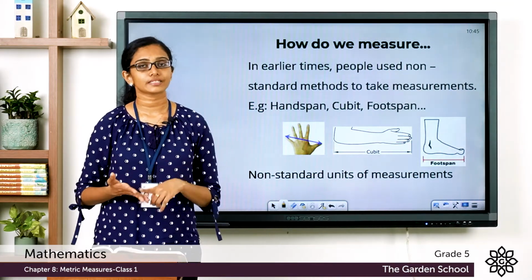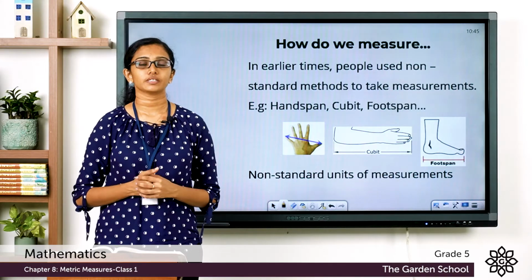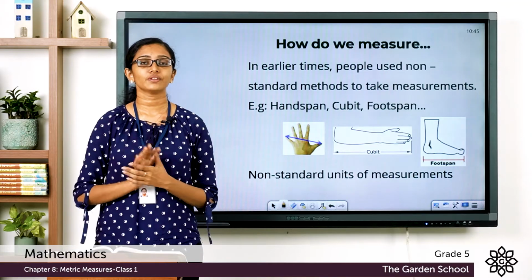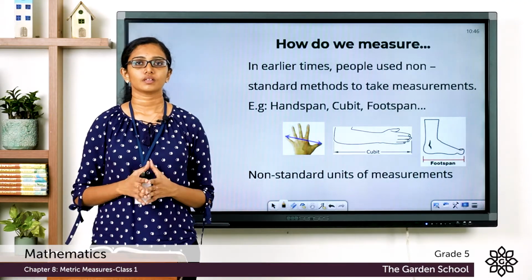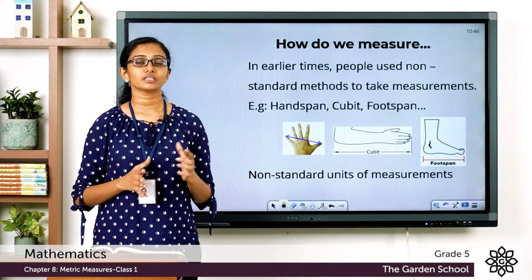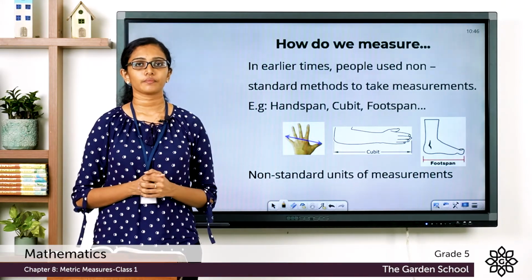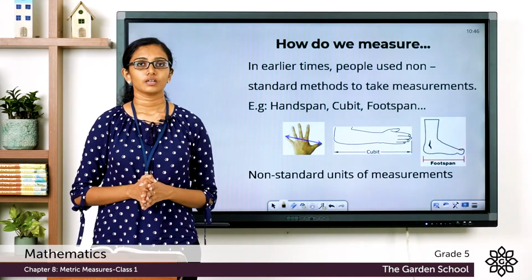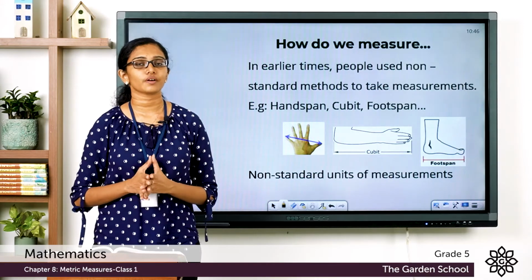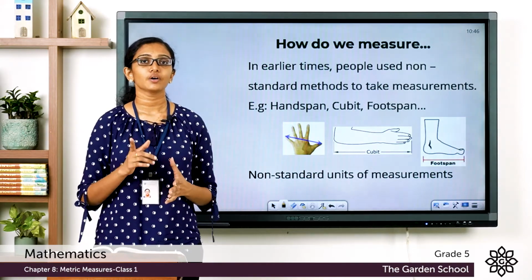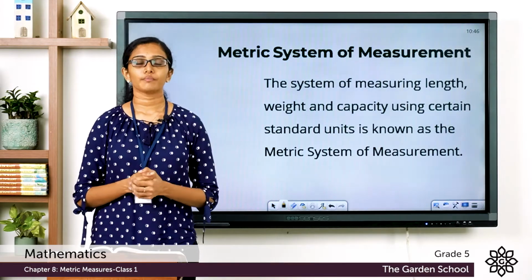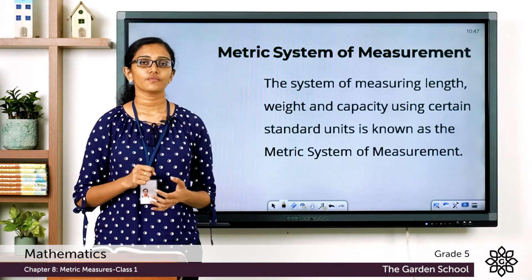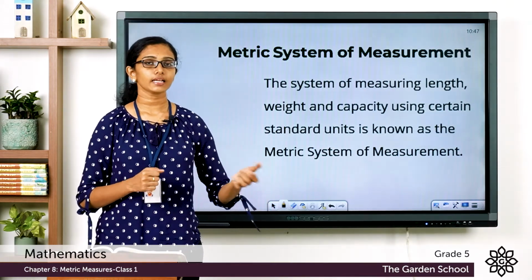So everybody is different and the size differs in each person. Do my palm and your palm look the same? No, it differs in size and shape. So it's not a good idea to use these kinds of non-standard units of measurement. Thus came into existence the different systems of measurements. Now different nations may use different systems of measurements, but here in India we are following the metric system of measurement. So the metric system of measurement uses some standard units for measuring length, weight, and capacity.